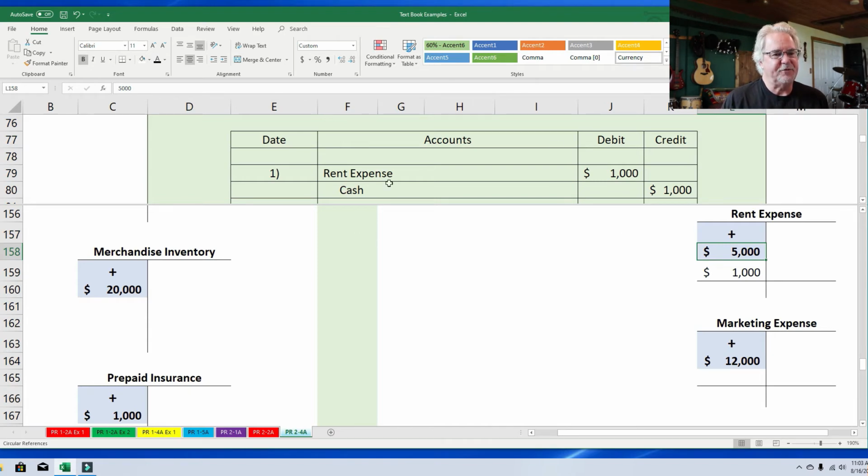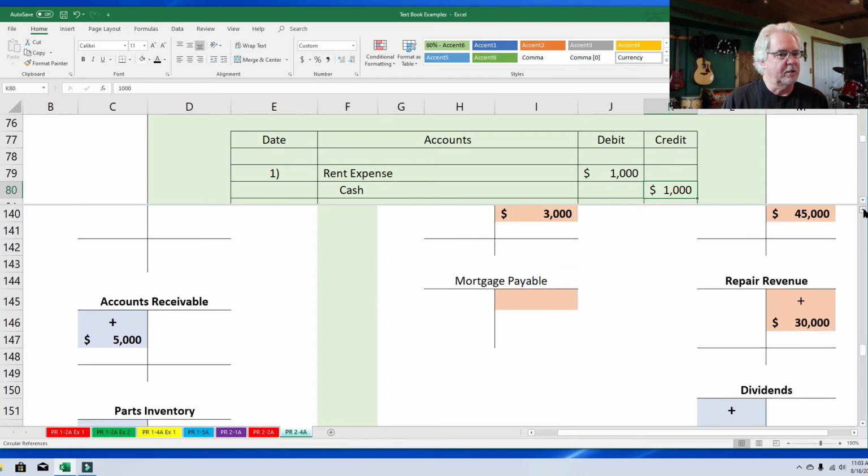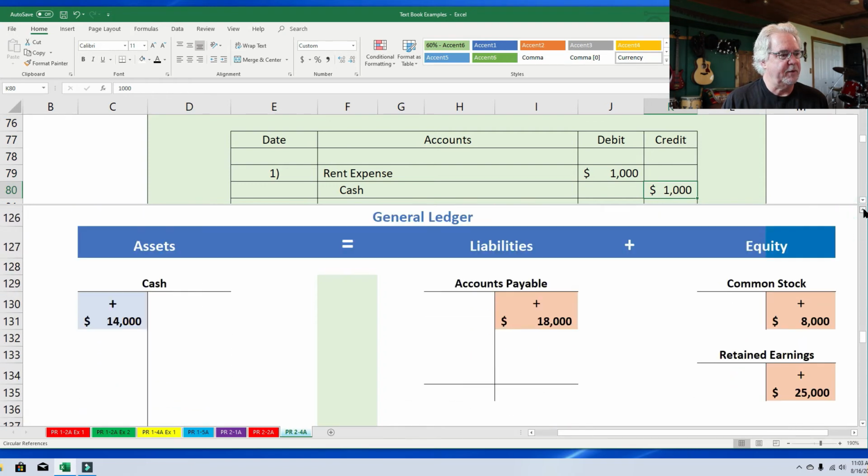Now we've got cash for $1,000. So we're going to put that under cash, and it's on the right-hand side. There we go. It's on the right-hand side. And it really doesn't matter if you put it up on top here or down a space or two. It doesn't matter. I just decided to put it right here.